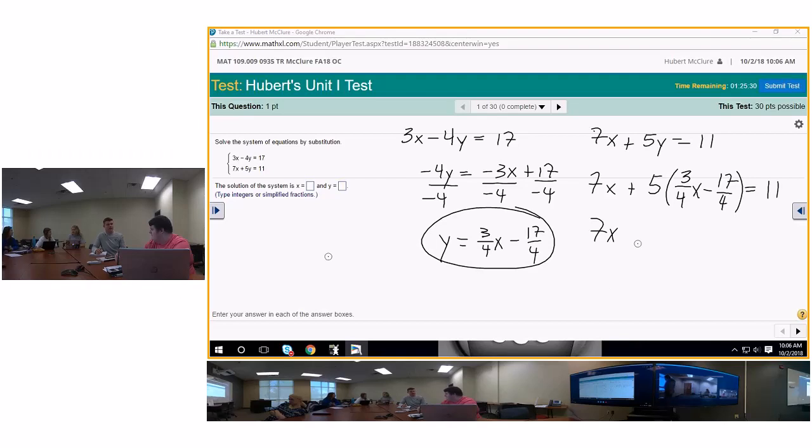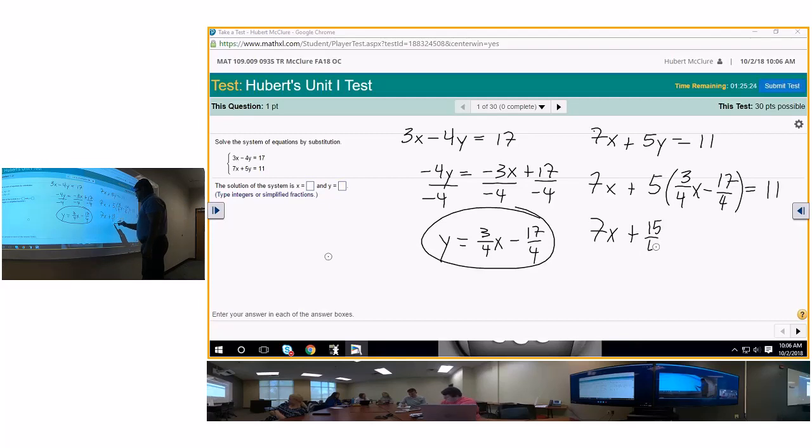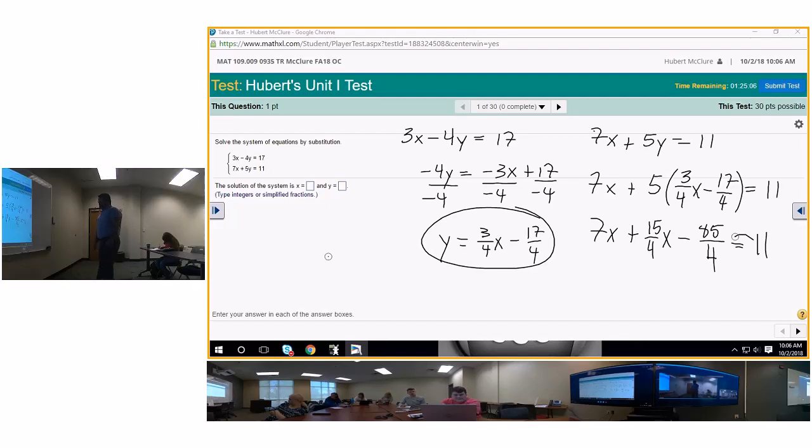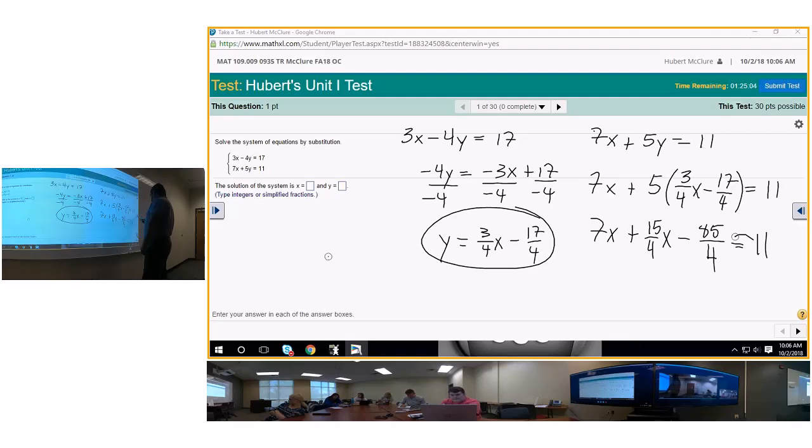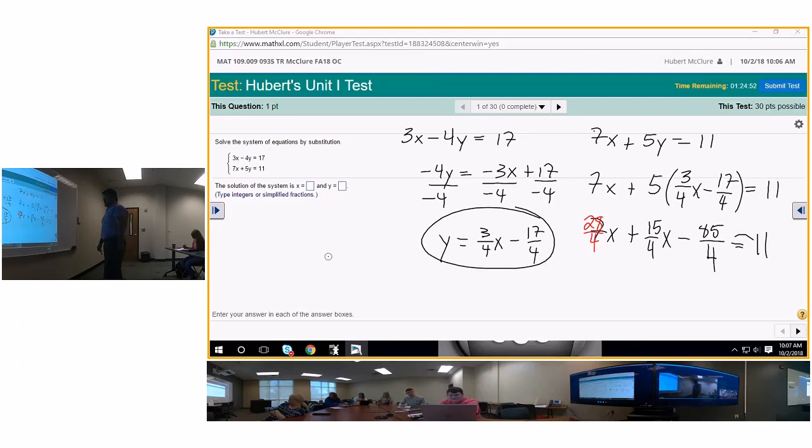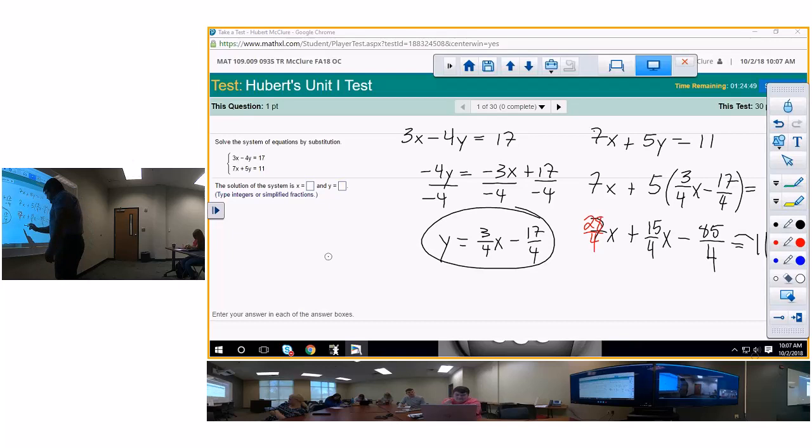What's 5 times 3? 15 fourths. Minus, what's 5 times 17? 85. 85 over 4 is equal to 11. And now we got to get a common denominator because that's going to be 28 fourths. So I'm going to change this to 28 fourths. 28 plus 15, I hate 8s. That'd be what? 43 fourths.